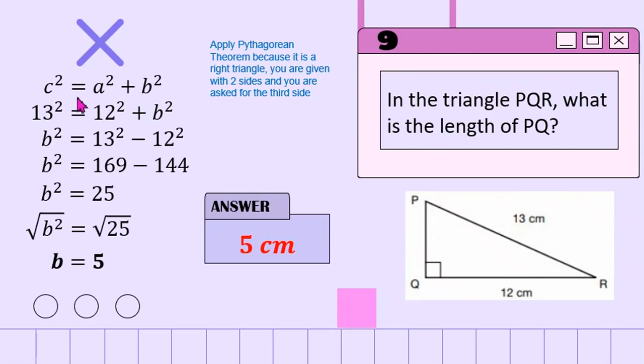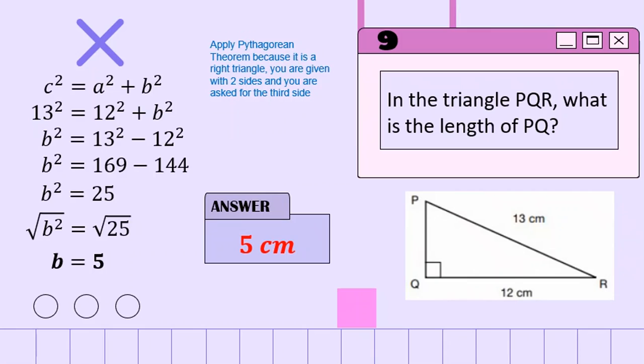Okay, there, c squared equals a squared plus b squared. Remember, guys, that c is the longest side. And to be safe, that is the side opposite our right angle. Here in PQR, the longest side is 13 cm. That's the side opposite this right angle, which is denoted as a square.